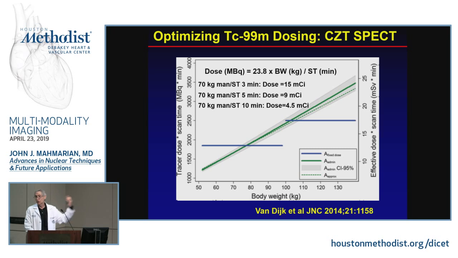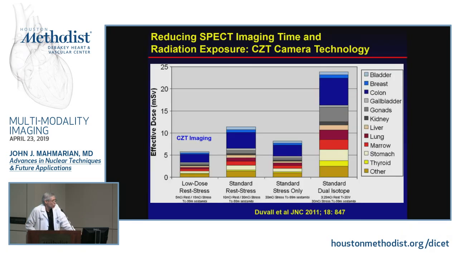So you can actually determine, based on these kinds of algorithms, how many millicuries you really need for any given amount of body mass, depending on the time that you image the patient in terms of total imaging.